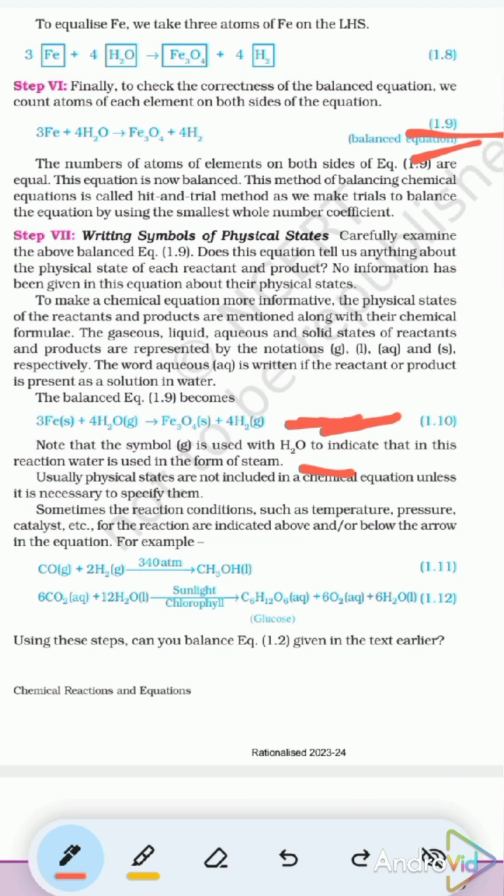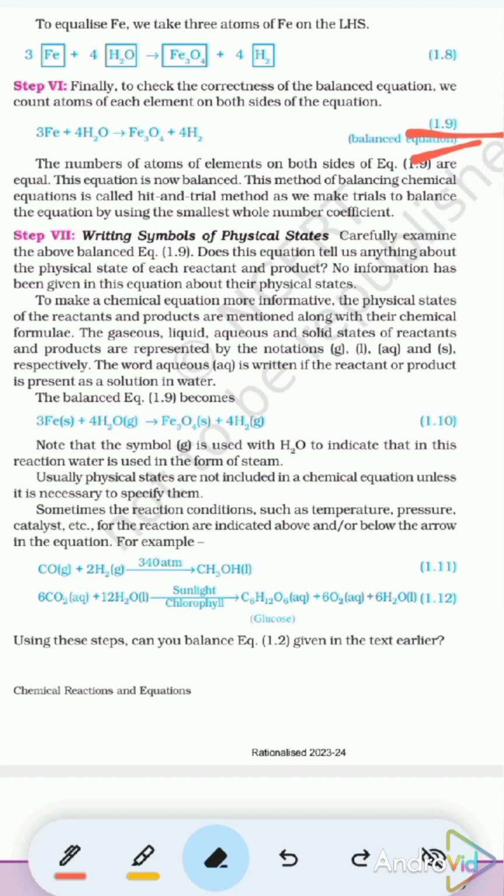We can also say that usually physical states are not included in a chemical equation unless it is necessary to specify them. Sometimes the reaction conditions such as temperature, pressure, catalyst, etc. for the reaction are indicated above and or below the arrow in the equation. For example, here they have given 2 equations. First is carbon monoxide CO, which is in gaseous form, when reacted with hydrogen gas gives CH3OH, which is a liquid, in the presence of 340 atm, atm referring to atmospheric pressure.